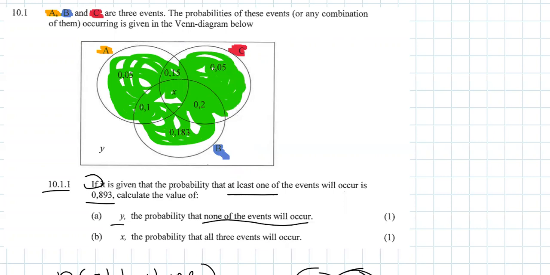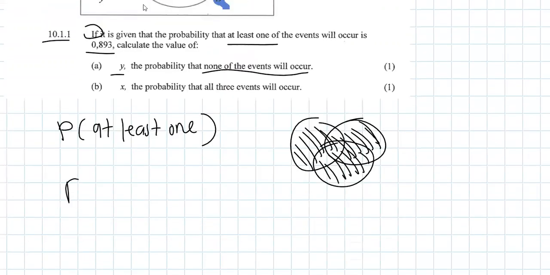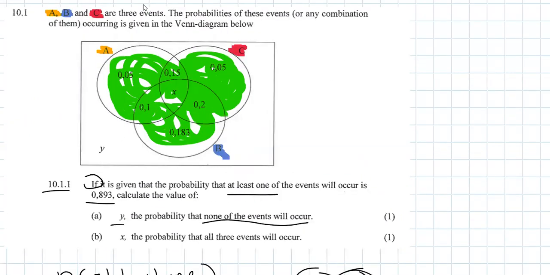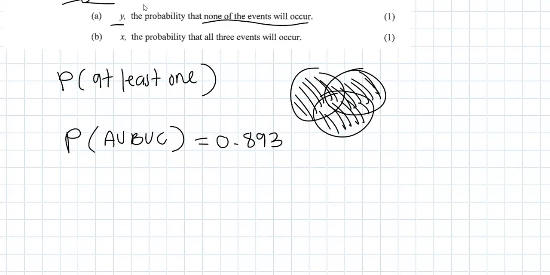Another way to look at that is probability of A or B or C. Probability of A or B or C. And this was given as 0.893. It's given in the question, 0.893. That's probability of at least one.